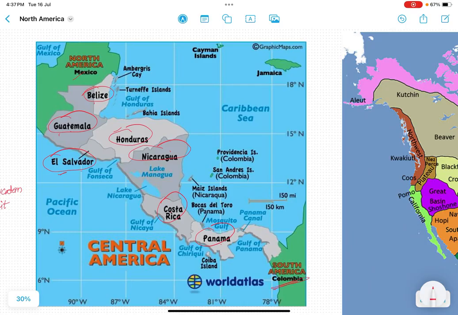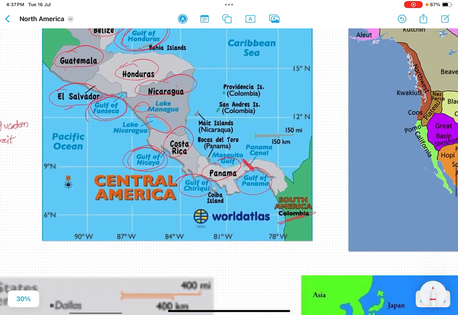So you can see some of the lakes and gulfs that are important. First of all, we have the Gulf of Honduras right here in front of Honduras. Then we have the Gulf of Fonseca between Honduras, El Salvador and Nicaragua. Then we have Lake Nicaragua and Lake Managua in Nicaragua. Then we have Gulf of Nicoya in Costa Rica, Gulf of Chiriquí in Panama, and Gulf of Panama. Right here we have the famous Panama Canal, right?